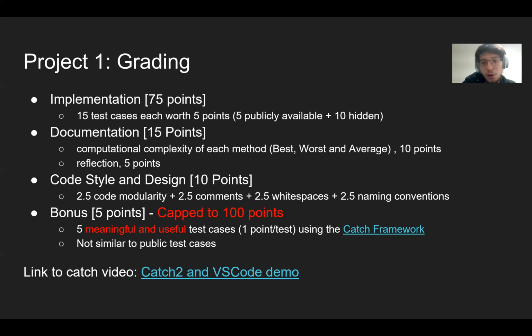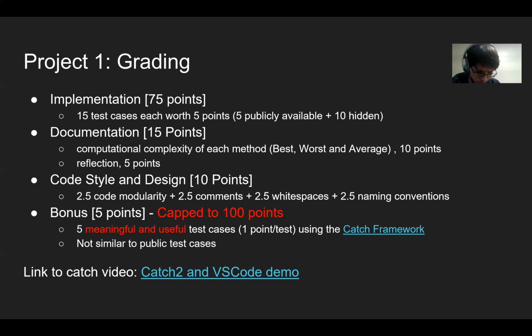For the grading, there are 5 test cases and then 10 hidden test cases. That's 75 points. There are 15 points for documentation, where you talk about the computational complexity of each of the methods. Then your reflection for that, and then code style and design.